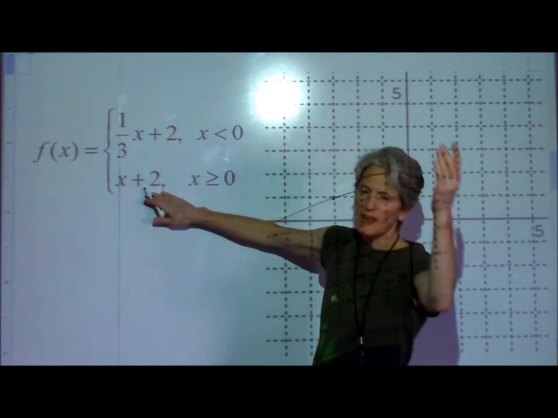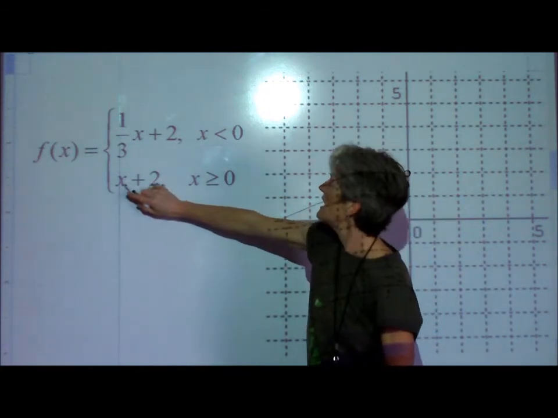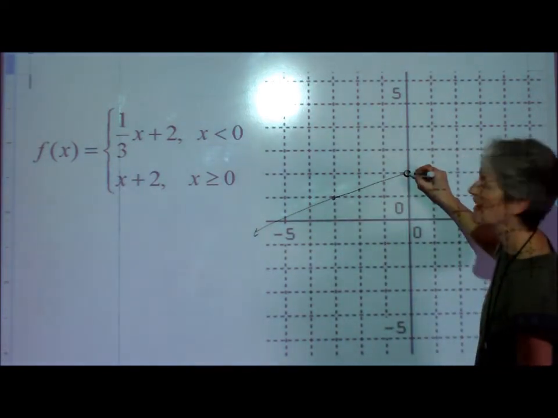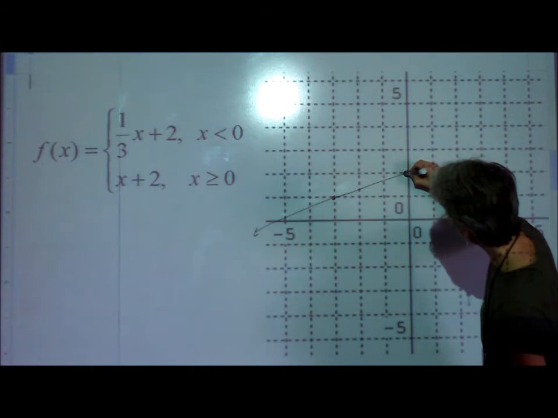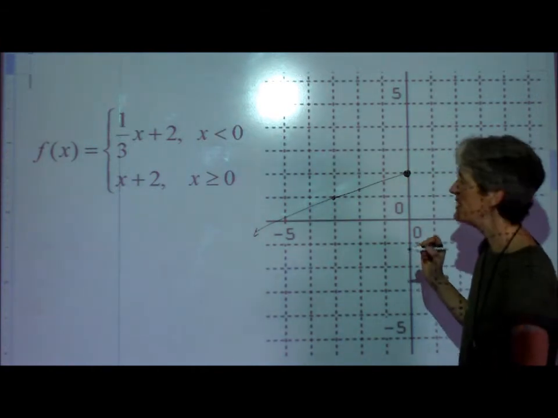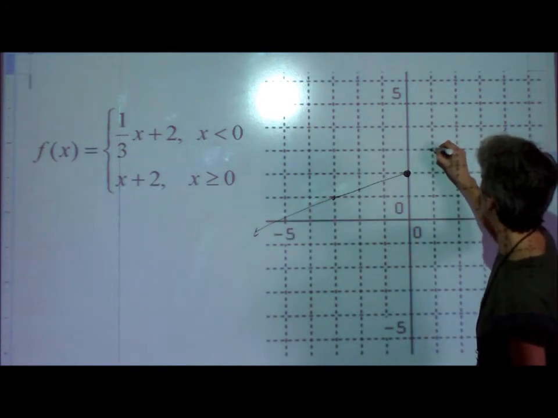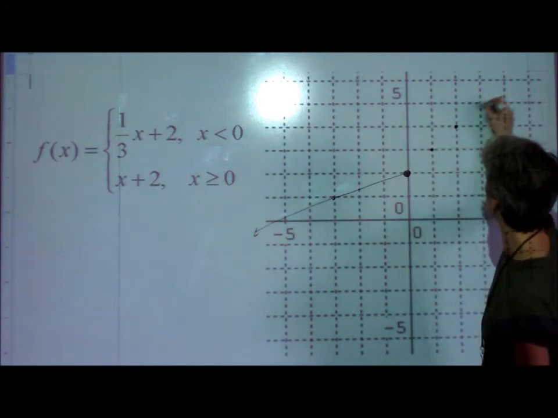x plus 2. I'm just going to graph it the way I know how to graph lines. My y-intercept is 2, 1, 2. Oh, isn't that handy? It ends right where the other one picks up. How neat. And my slope is 1. Up 1 over 1, up 1 over 1.